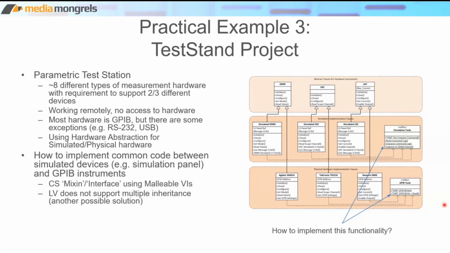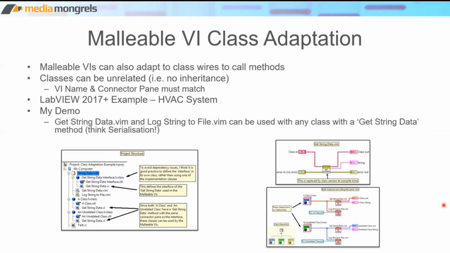One of the features of Malleable VIs is that they can also adapt to different class wires. What it allows you to do is have a Malleable VI that can work on two completely unrelated classes, and as long as they share a common method or property, your Malleable VI can call that.